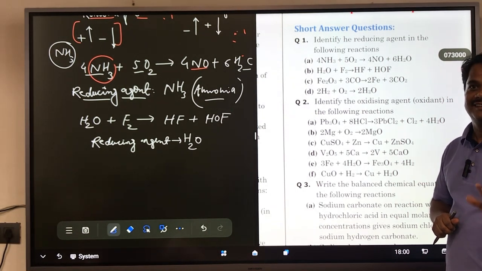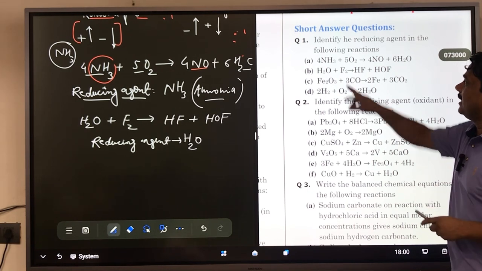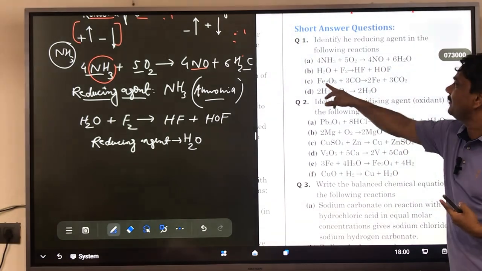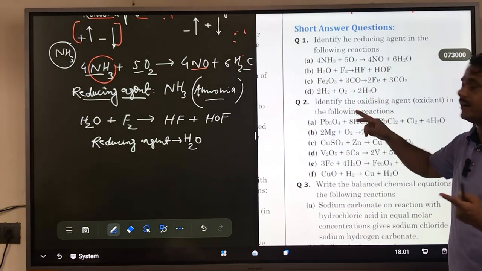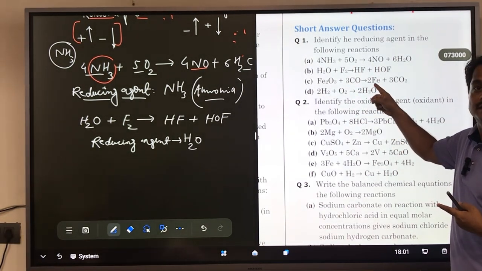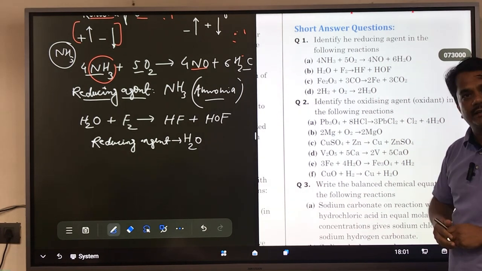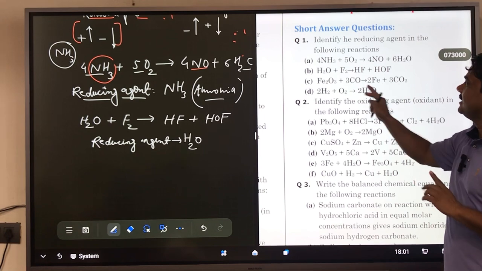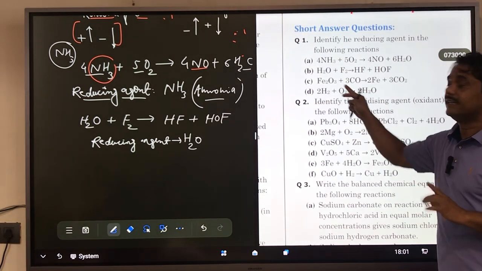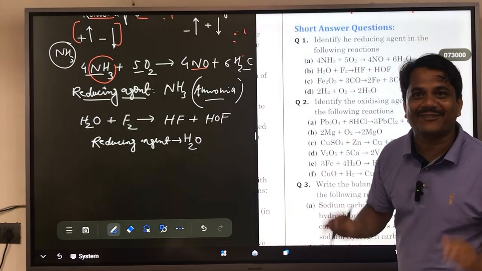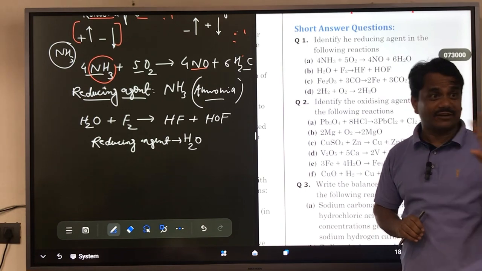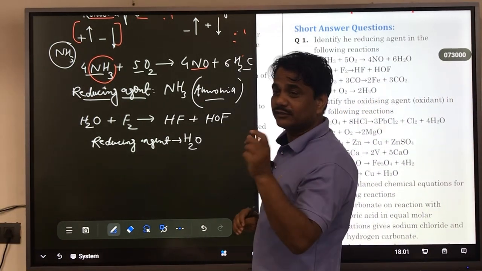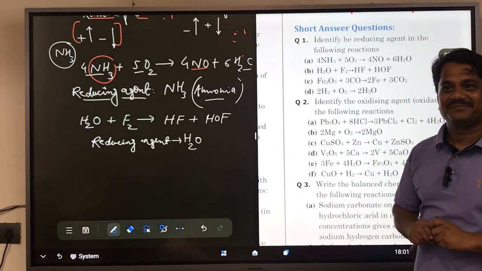Tell please, the third one. The second is Fe2O3 reacting with carbon monoxide, and being formed are iron and carbon dioxide. We are finding the reducing agent. Is hydrogen involved here? Obviously no, hydrogen is not involved. If hydrogen is not involved, can you tell the reducing agent?